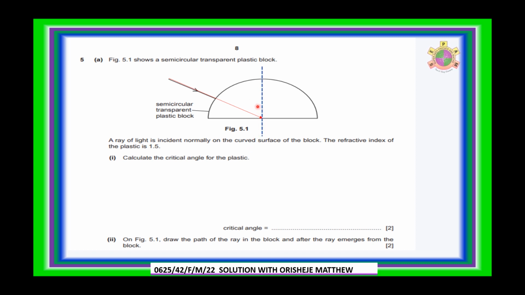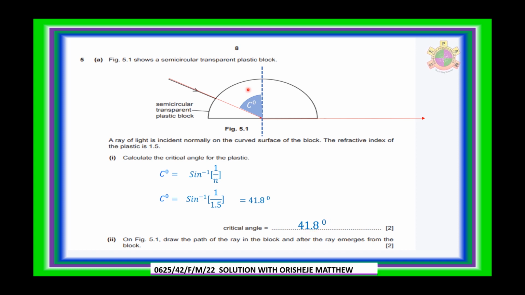At critical angle, the refracted ray will be on the interface between air and the glass block. When the refracted angle is 90 degrees, this angle of incidence is called the critical angle. So how do we get the critical angle? Critical angle is equal to the arc sine of the reciprocal of the refractive index. Substituting, that brings the critical angle to 41.8 degrees.